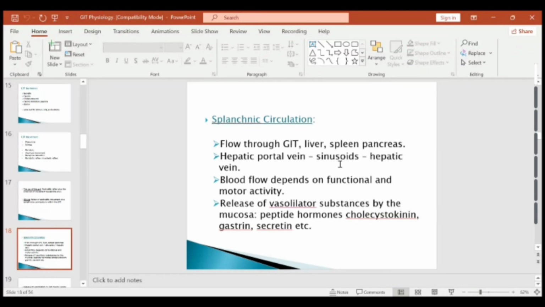So we have the splanchnic circulation. This is simply the blood supply to the GIT, the pancreas, liver, and the hepatic. So we have the hepatic vein, which supplies blood, and usually that one is after the process of digestion, as we'll see later.